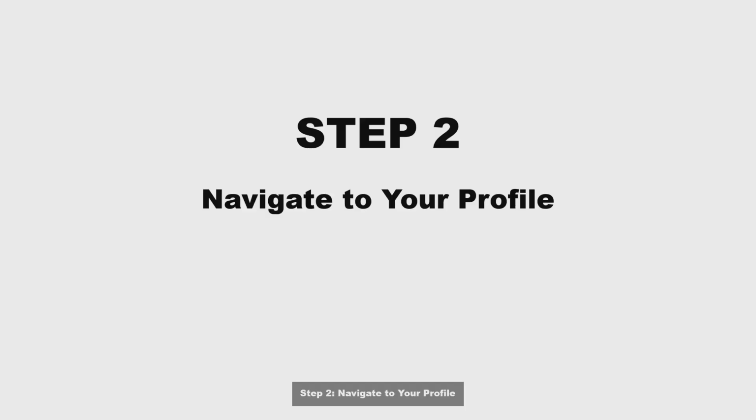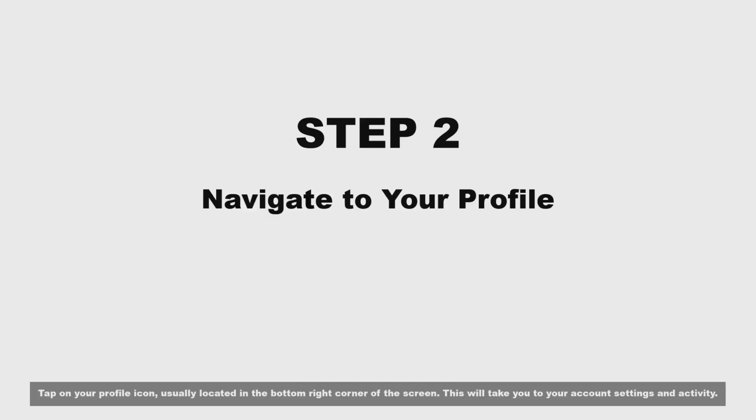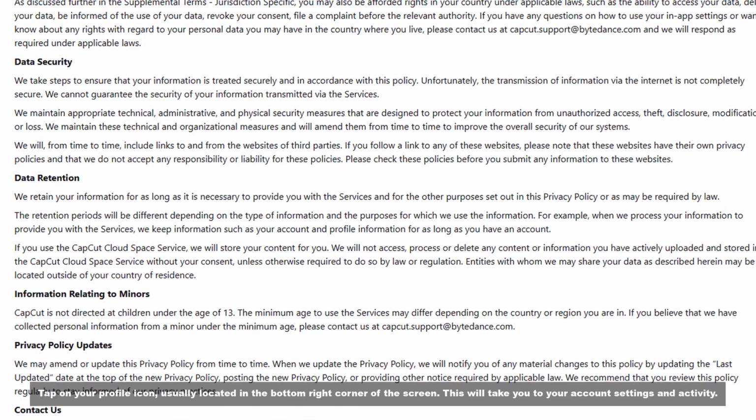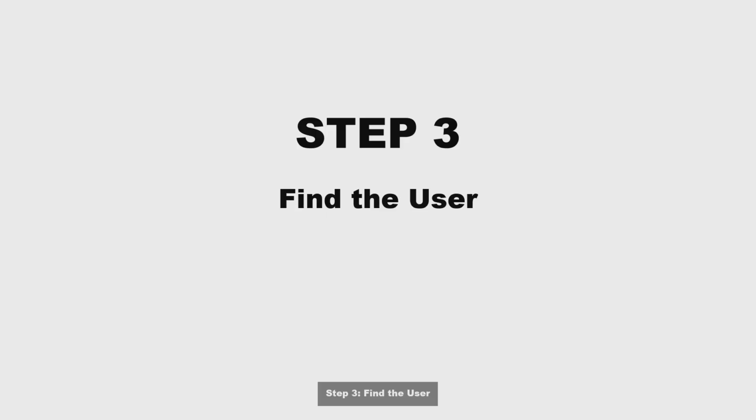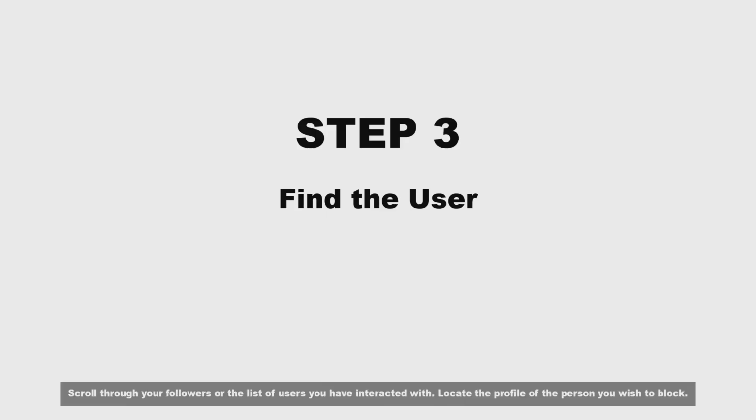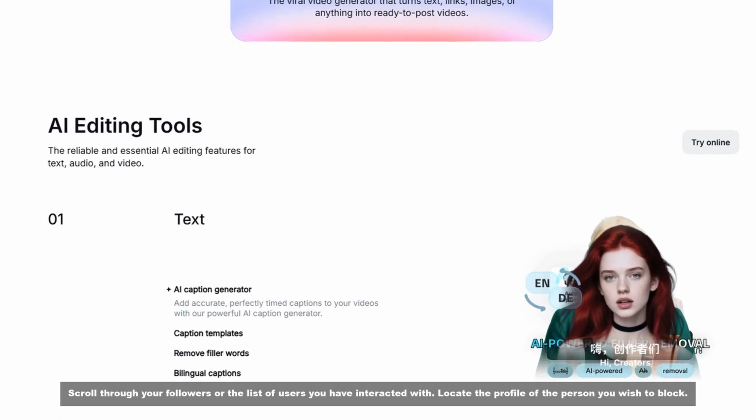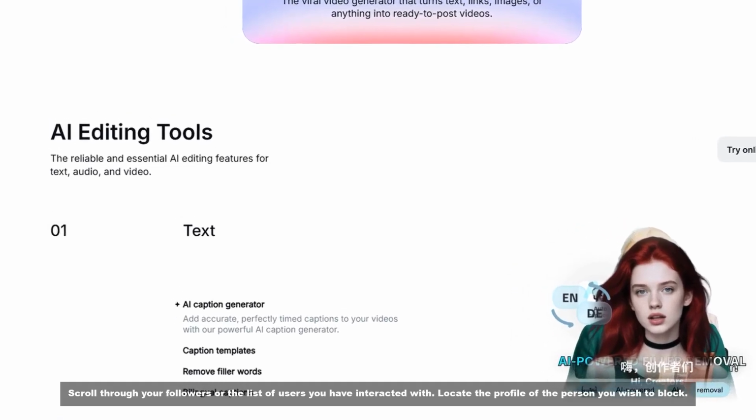Step 2. Navigate to your profile. Tap on your profile icon, usually located in the bottom right corner of the screen. This will take you to your account settings and activity. Step 3. Find the user. Scroll through your followers or the list of users you have interacted with. Locate the profile of the person you wish to block.